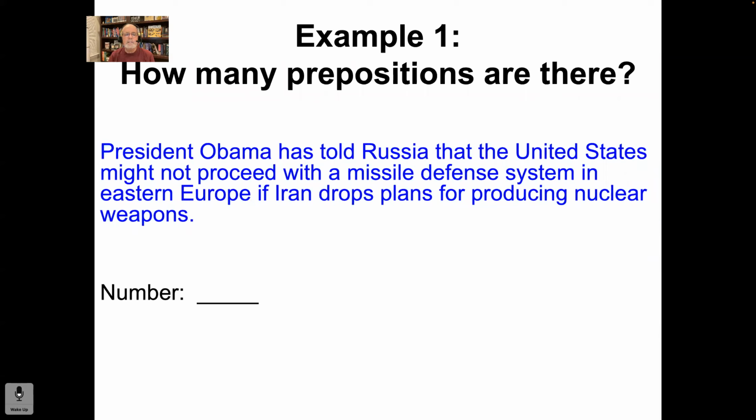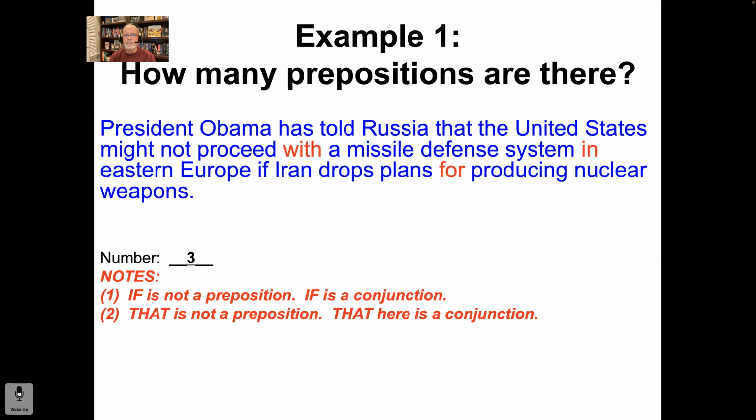Okay, now I'm going to give you the answer. And because I'm an experienced teacher, I'm also going to write answers that I think you chose that were incorrect. Ready, guys? All right. There actually are only 3 here. So, might not proceed with a missile defense system, with a system, in Eastern Europe, and then for producing nuclear weapons. Producing nuclear weapons, that action, that's a noun. Producing nuclear weapons is one big noun, all right? And I think you might have chosen 2 others.